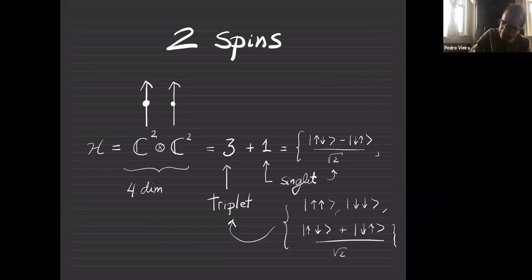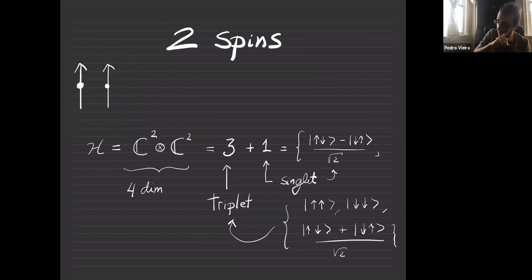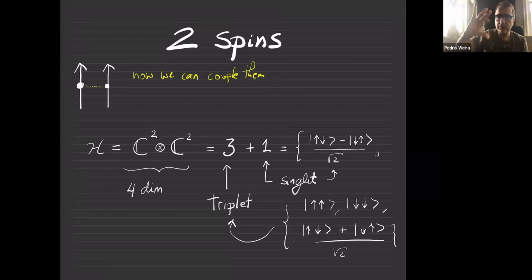Now, when we write linear combinations of states, now I have these two spins. And you see that these two spins, now I can couple them. Now we can start building a chain by coupling them. We can say there is an interaction energy that will couple these two spins. So how do we write an interaction between two spins? So we have one spin.